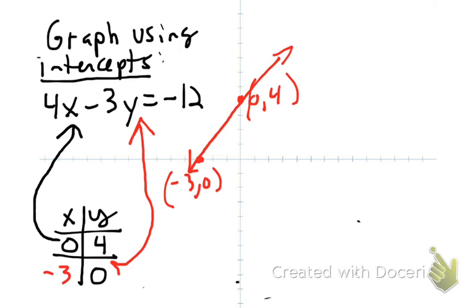That method is great for linear equations. I don't know that I would use it for quadratics or cubics or something like that, but sometimes it's very useful to know the intercept. All right, let's see what's next on the mental checklist.